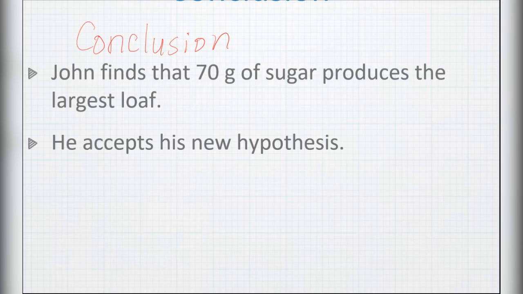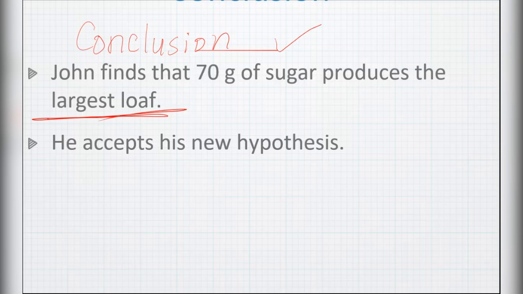John finds that 70 gram of sugar produces the largest loaf. That is his conclusion. So his result is what? If we use 70 gram of sugar, we can make, we can produce the largest loaf. So that's where John ended his experiment and concluded.